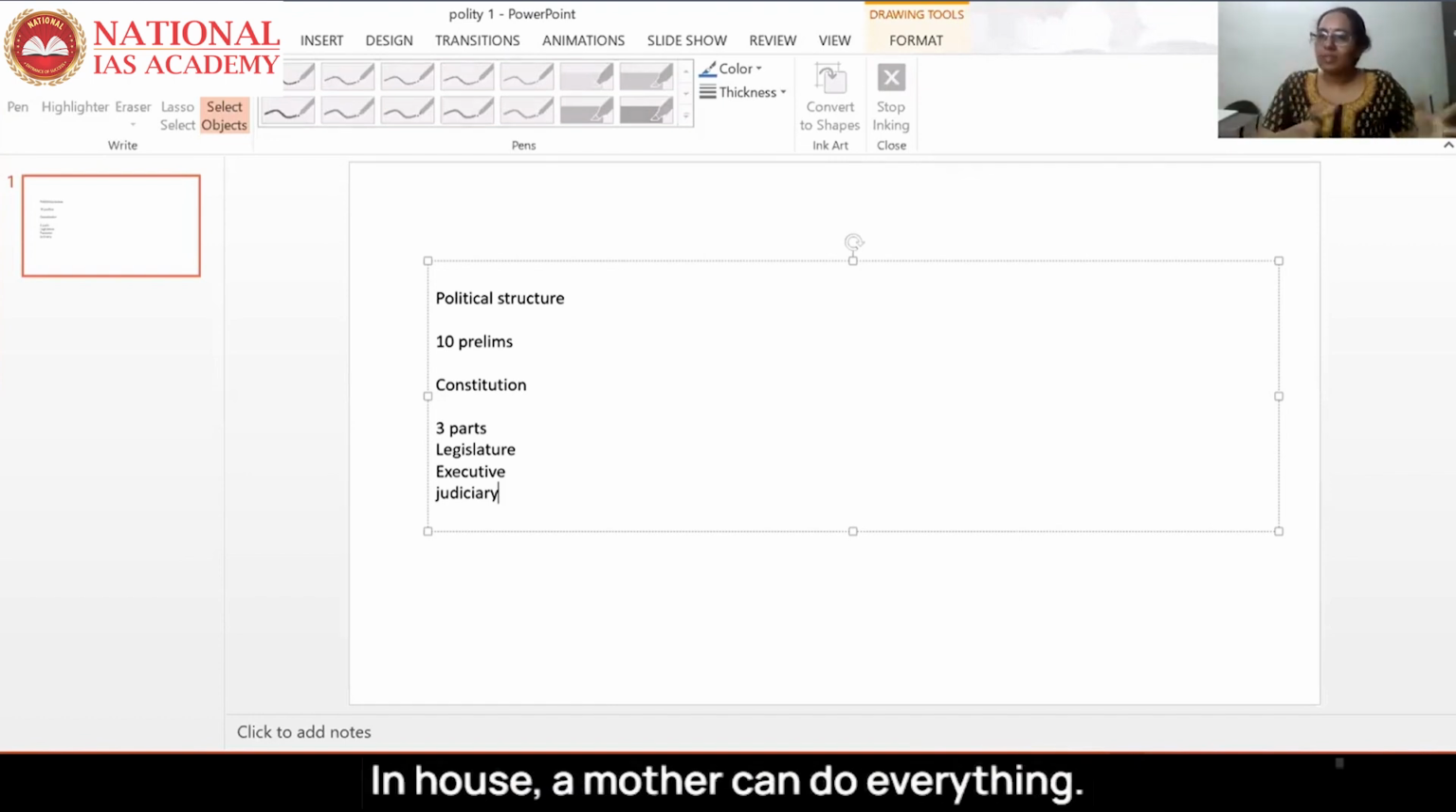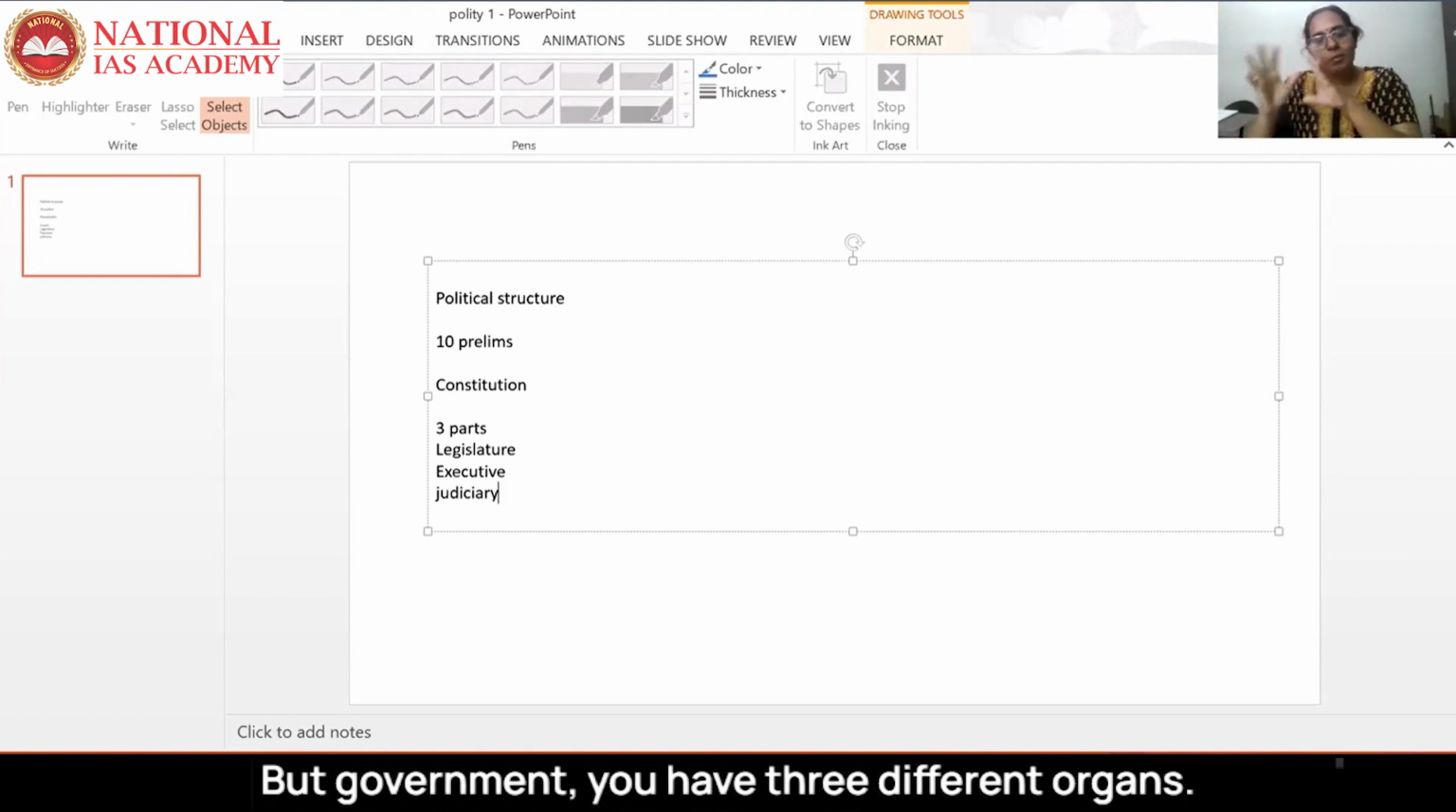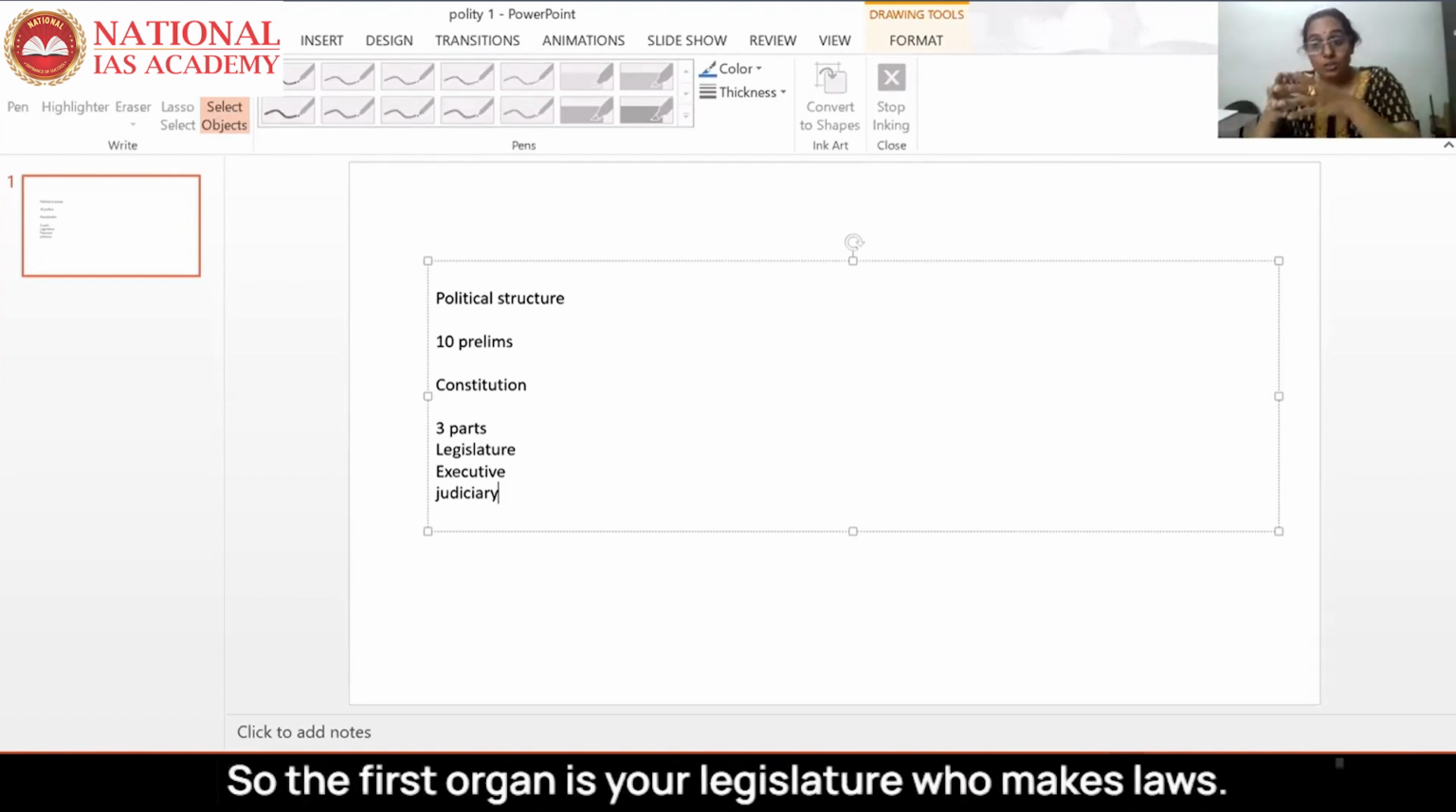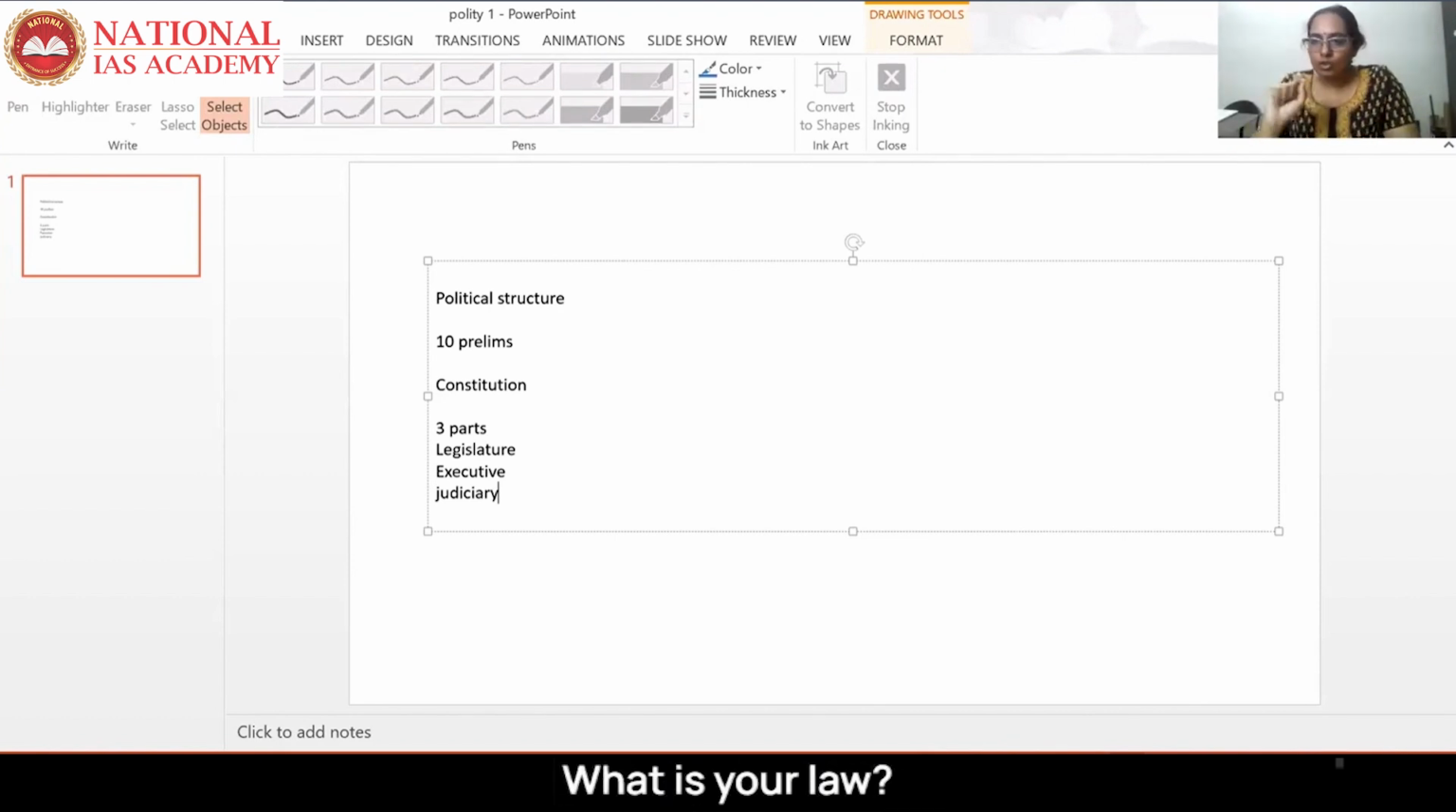In my house, a mother can do everything. But government, you have three different organs. So the first organ is your legislature, who makes laws. Very simple example. What is your law?